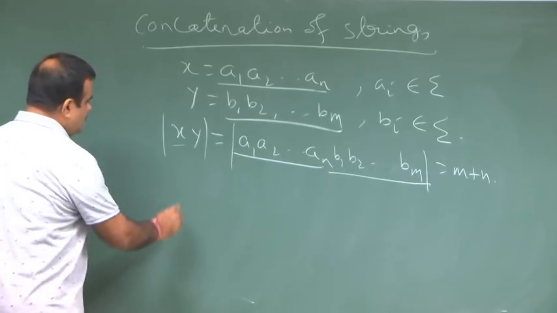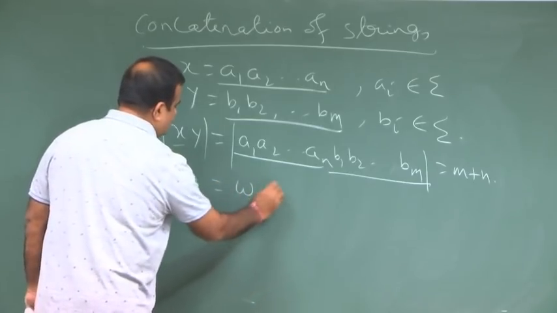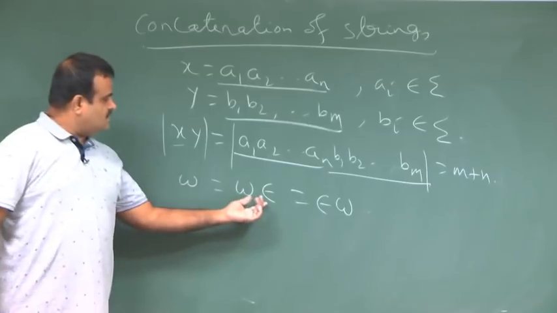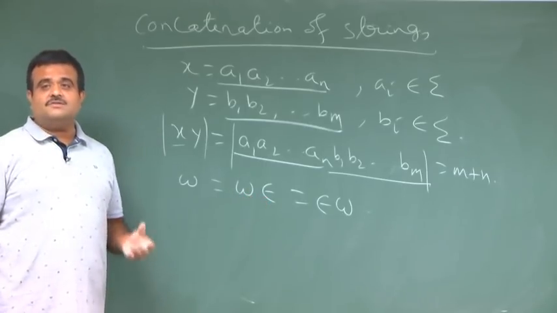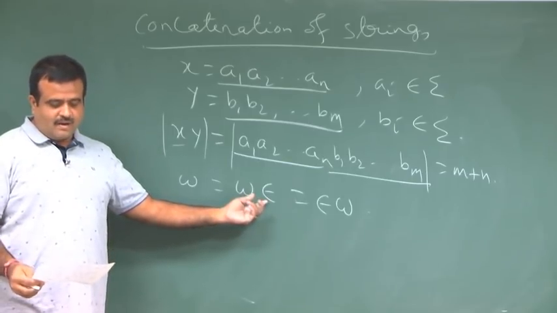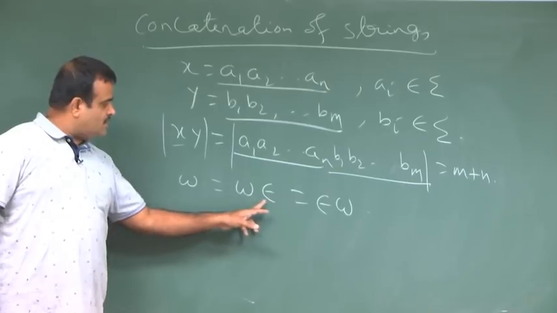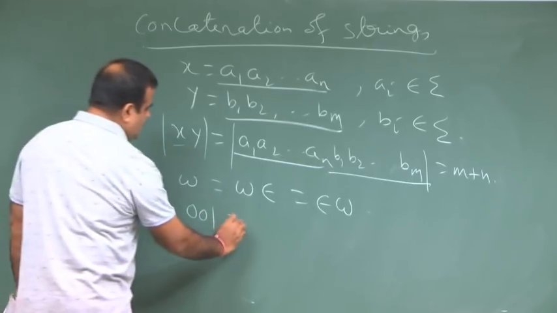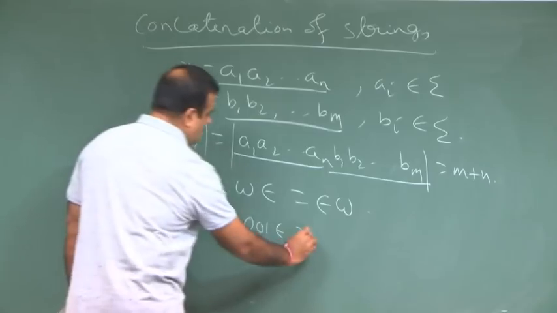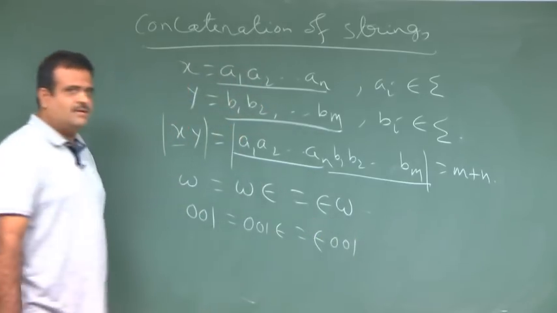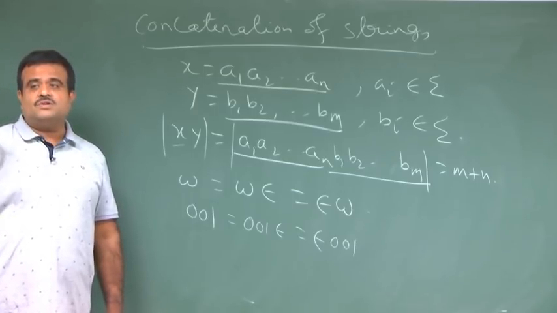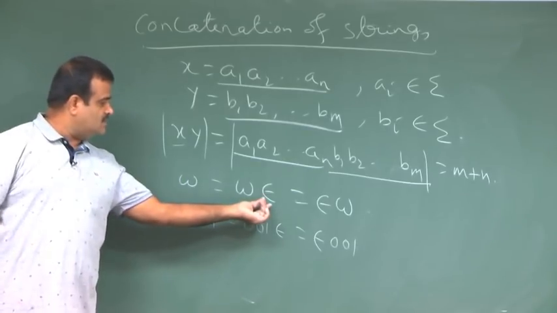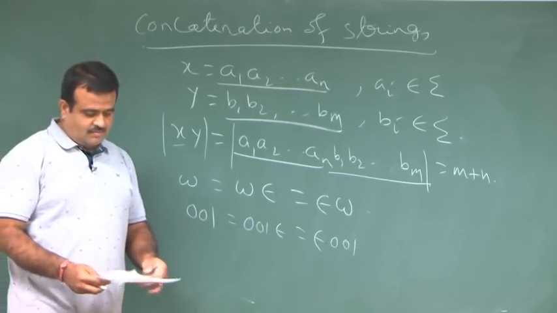Now, for any string w, we can write w epsilon is equal to epsilon w is equal to w, because epsilon is the zero occurrence of a string. This is called the null string or empty string. Suppose we have a string, say 0 0 1, we can always write this as 0 0 1 epsilon or epsilon 0 0 1, any side does not matter. We can even put epsilon in the middle, because the length of epsilon is zero, so the length is the same as w.